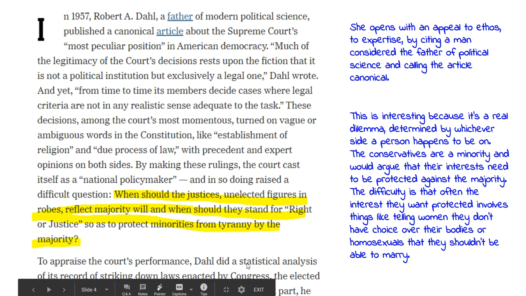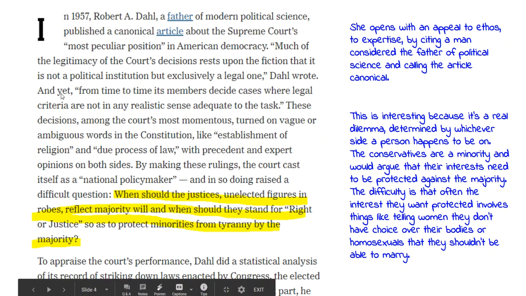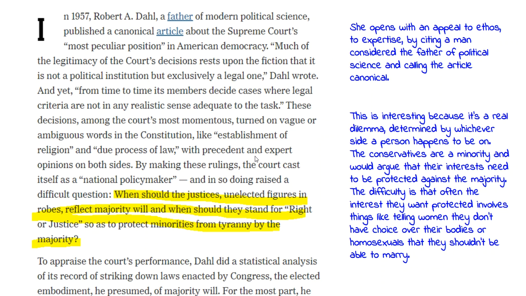So here's the opener. I'm always telling you, open with a hook. She's doing the same thing. She is citing this guy, and this is going to be an appeal to ethos, an expert. She says he's the father of modern political science. And he published a canonical article, an article that's part of the canon about the Supreme Court. And so she opens up with an expert who says, yeah, the Supreme Court gets kind of out there every now and then, but it always comes back to the middle. It never stays away from public opinion for very long.